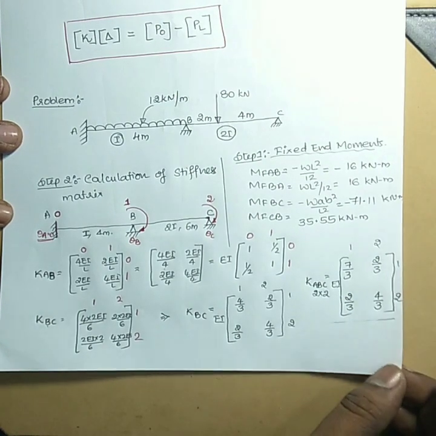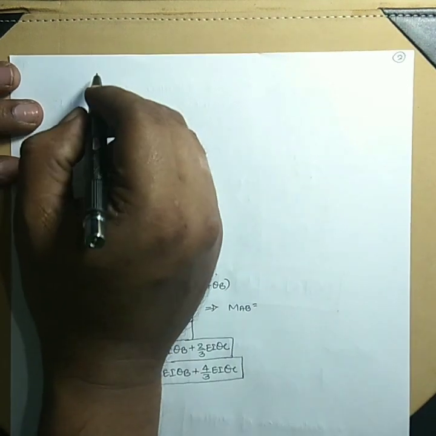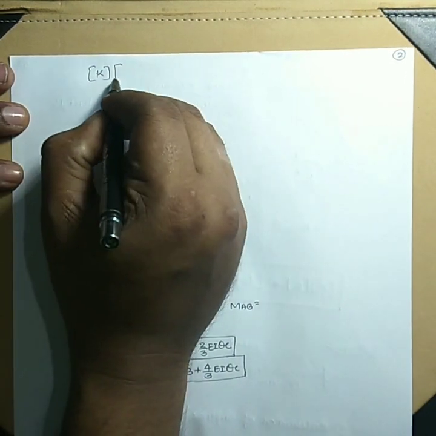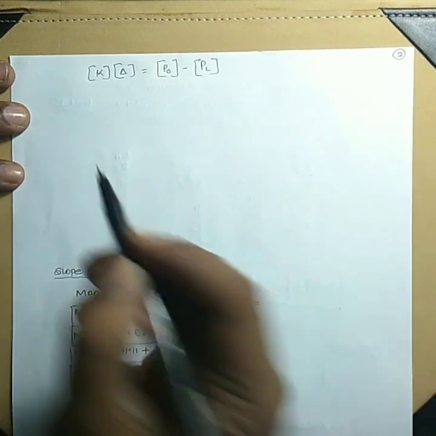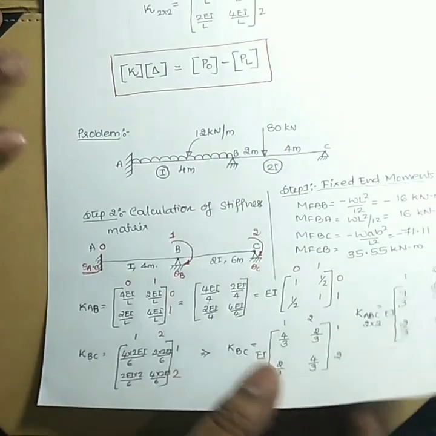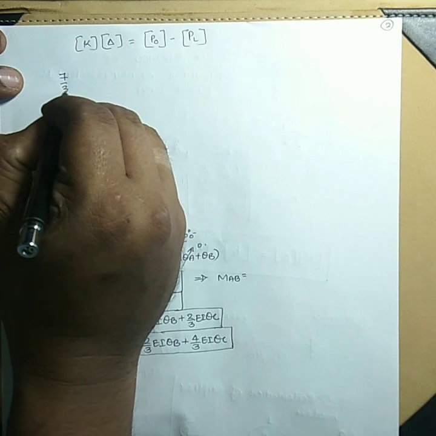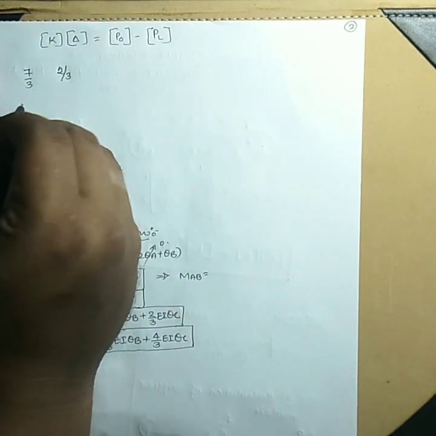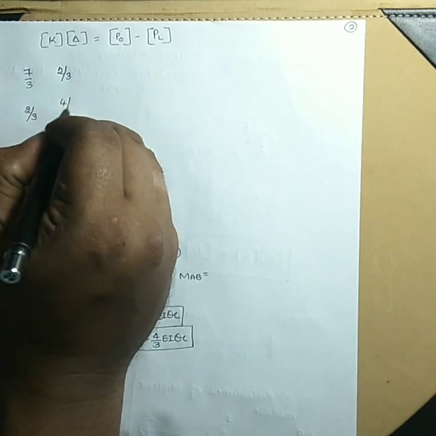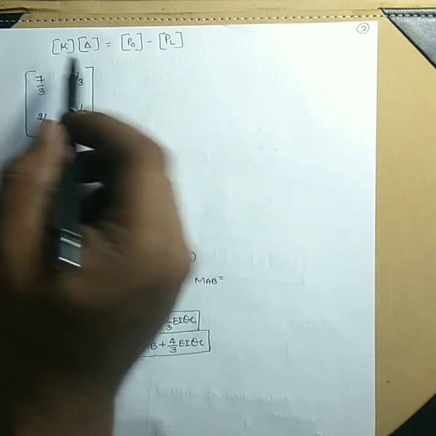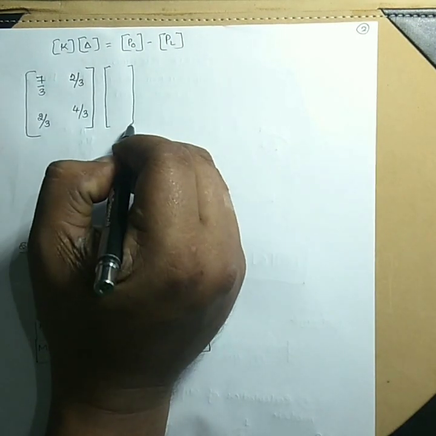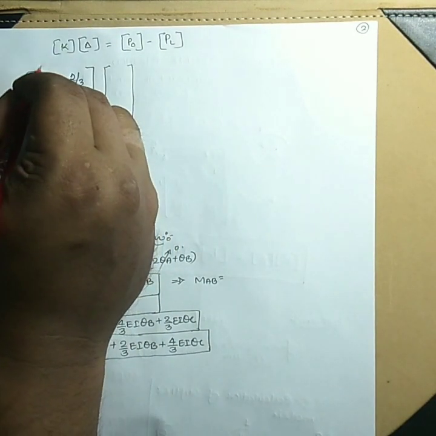Okay, so coming to the formula, we have K matrix into delta matrix is equal to P naught minus PL. Here the K matrix we have already written, that is 7 by 3, 2 by 3, 2 by 3, 4 by 3. So I'll write the same thing. K matrix is 7 by 3, 2 by 3, 2 by 3, and 4 by 3. This is my stiffness matrix, that is K matrix, multiplied by this, where we have 1 2 1 2.